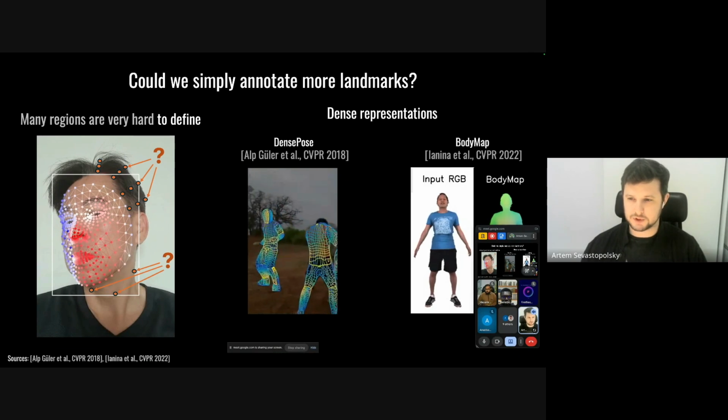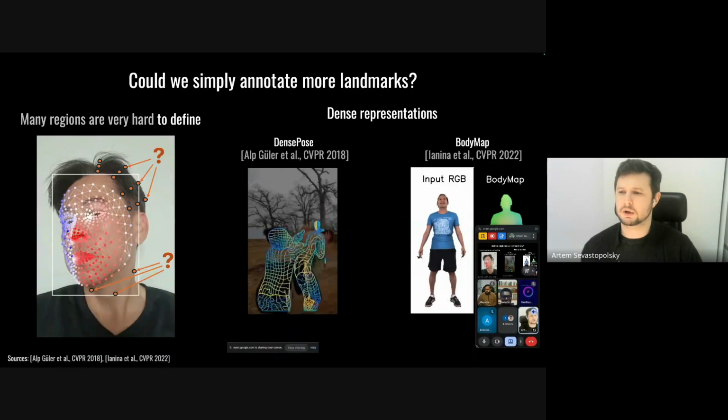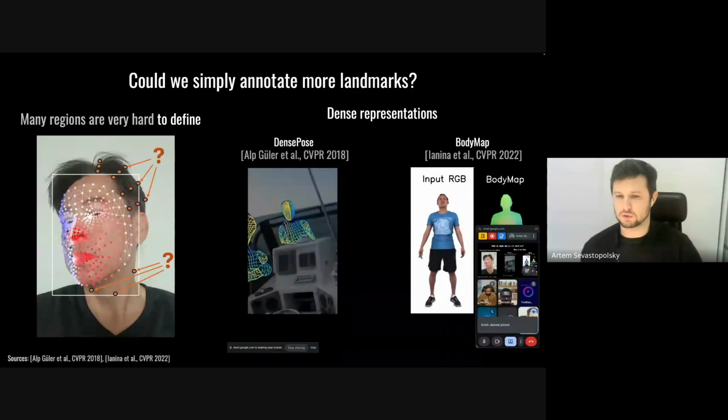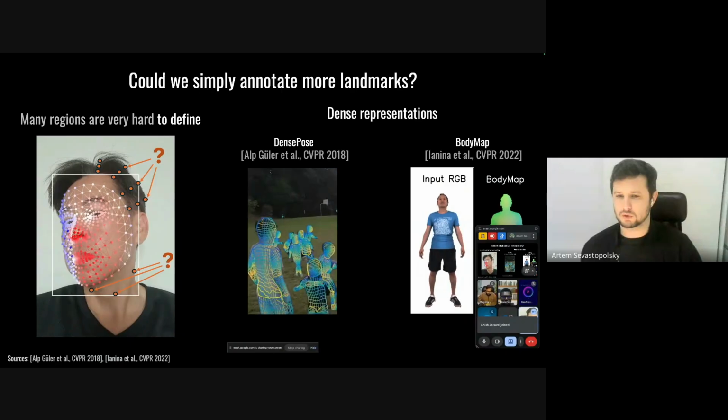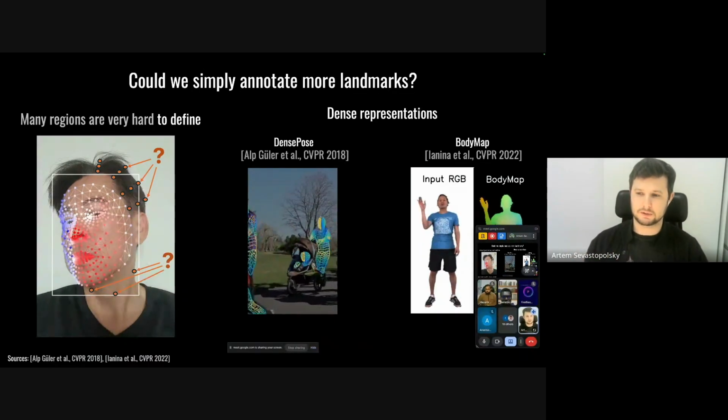And a few works down the line, there's been Body Map, also published by Meta in 2022. And this one is an extension of DensePose to seamless landmarks. So DensePose tried to predict UV coordinates which have seams, and Body Map predicts something continuously three-dimensional.